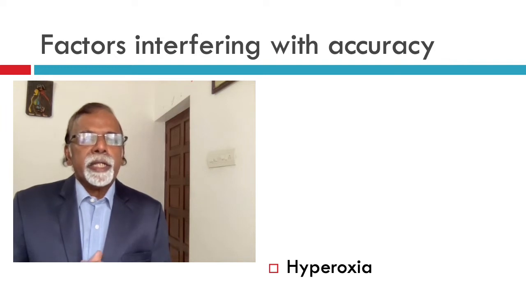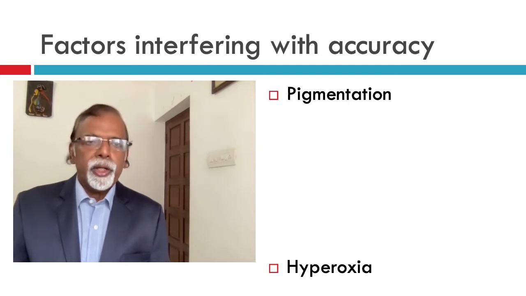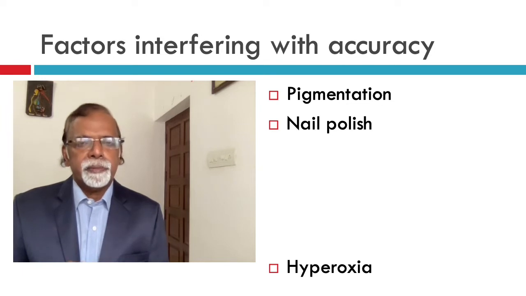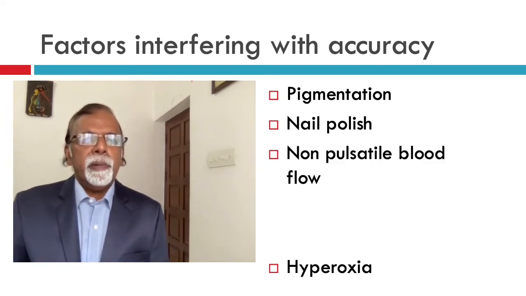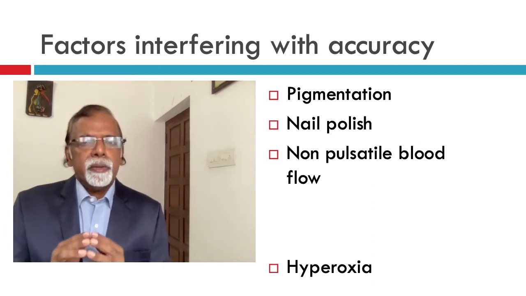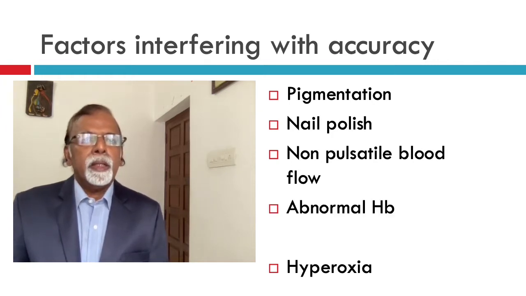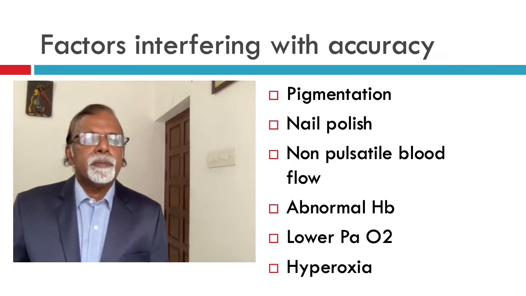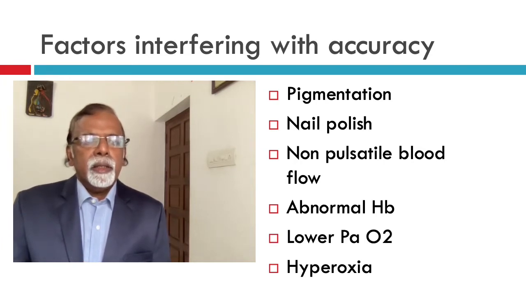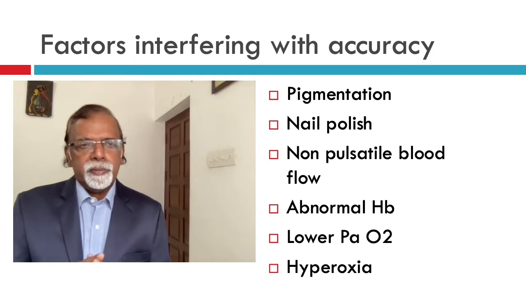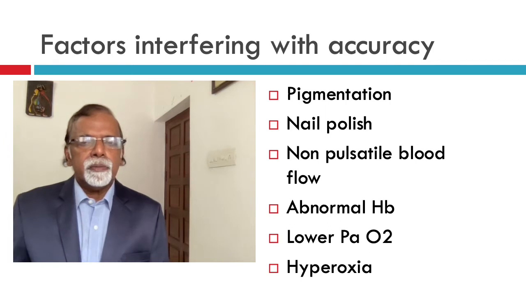There are several factors that may interfere with the accuracy of pulse oximetry. One of them is skin pigmentation. Second is nail polish. Third, non-pulsatile blood flow as occurring in hypotension or patients on ECMO. Abnormal hemoglobins and very low partial pressure of oxygen. These are factors which may interfere with the accuracy of pulse oximetry.